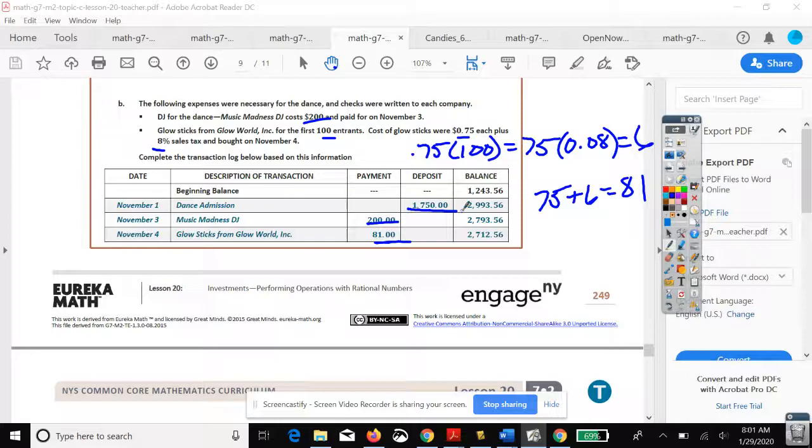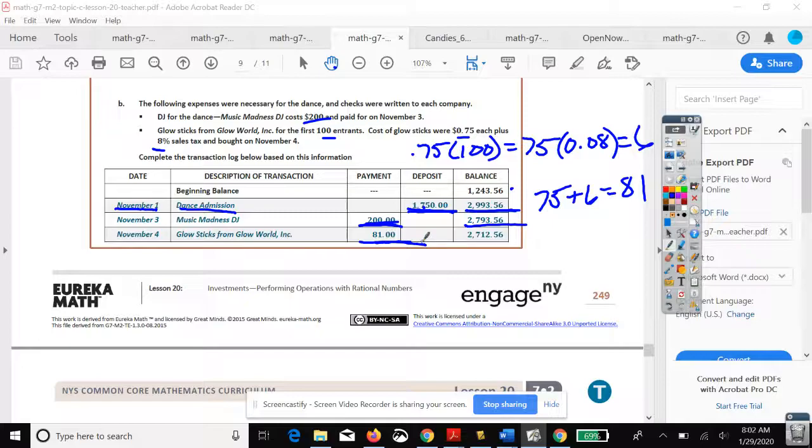Complete the log below. So you can see they wrote November 1st, dance, $1,750. We started with $1,243.56. So we add $1,750 and we got $2,993.56. This is money we spent. So take $2,993.56 minus 200, $2,793.56. Remember to line up your decimal points when adding and subtracting.